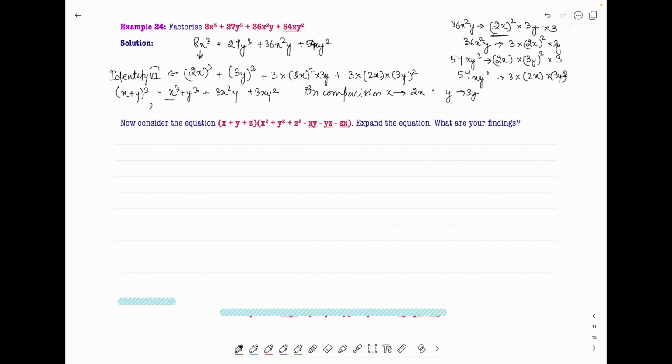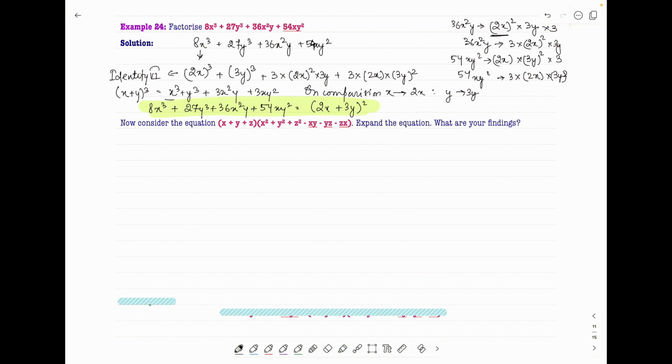So I will write 8x cube plus 27y cube plus 36x square y plus 54xy square, which can be written as (x plus y) whole cube, where instead of x I will put 2x and instead of y I will put 3y: (2x plus 3y) whole cube. So this is the factorization of this expression. Got my point?